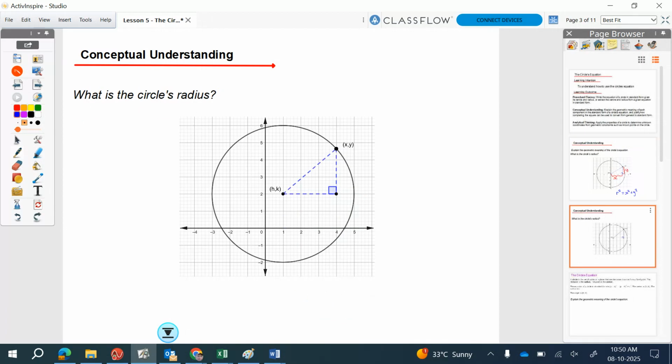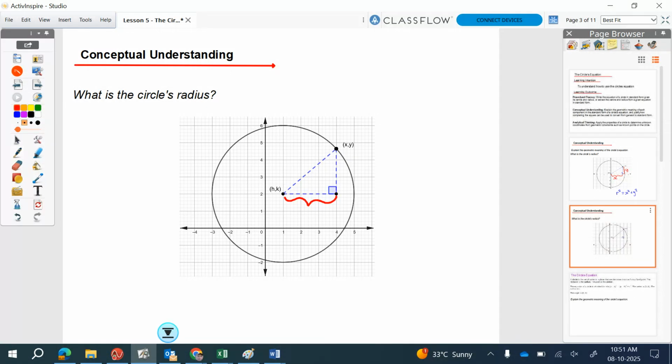So what if I move the center of the circle to any point in the coordinate axes, such as h, k? How long is the base of this now? Discuss with the person next to you.